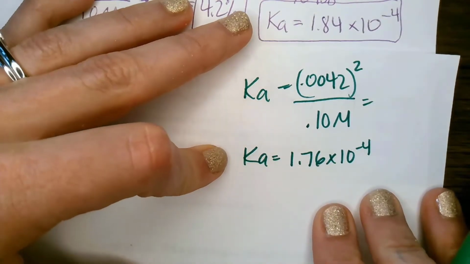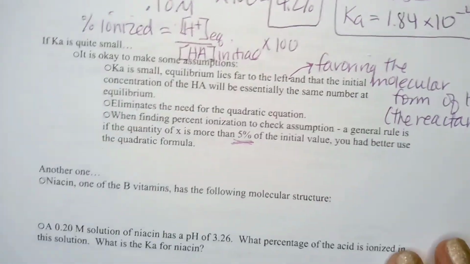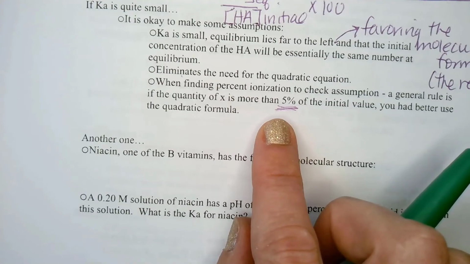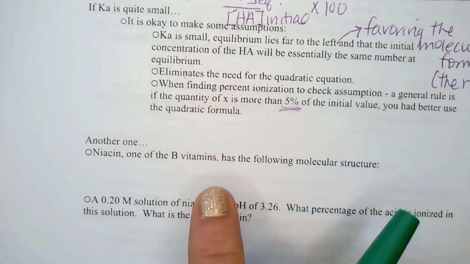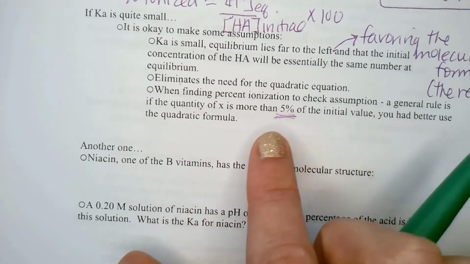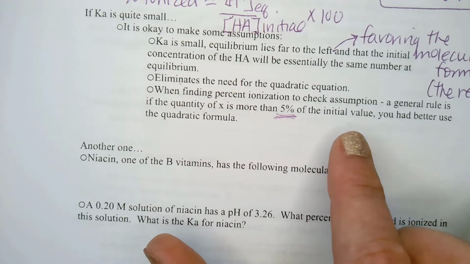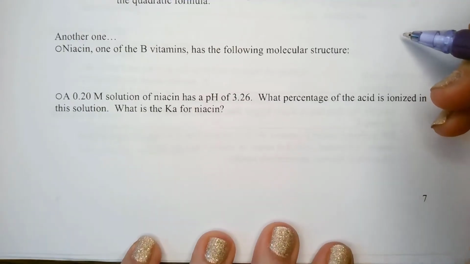So we're underneath of that 5% rule, which is acceptable when we have such a small difference in Ka. So if it's less than 5%, we can assume that you can use that initial value. But if it's more than that, then we need to work it out with our ice chart. Let's look at another example here.